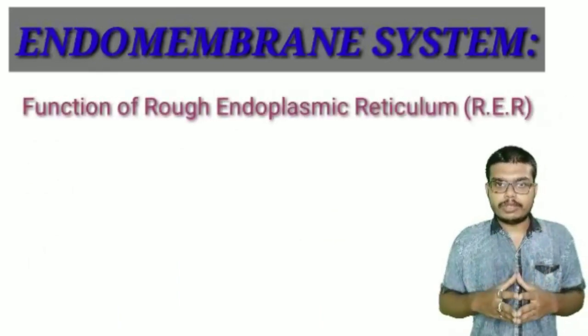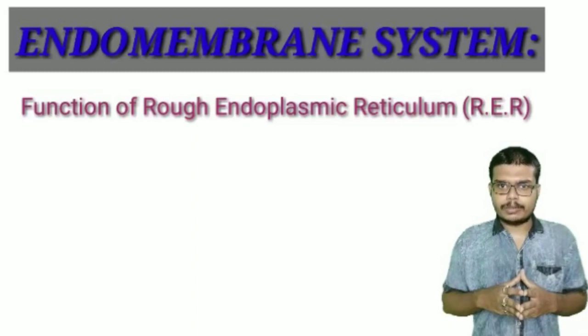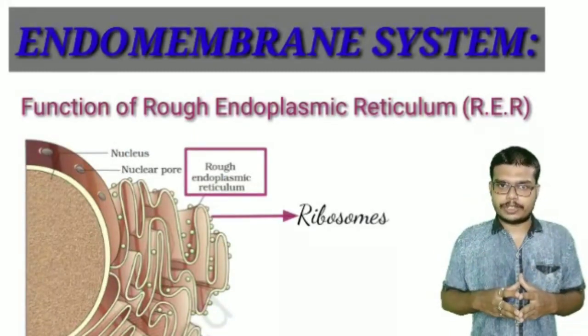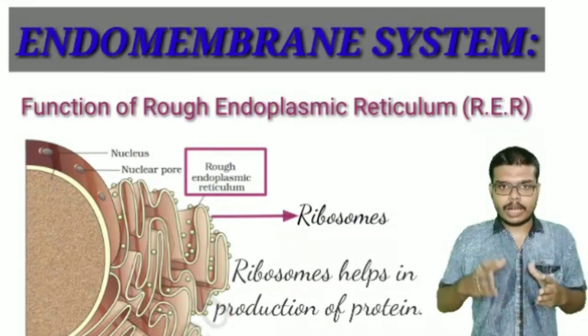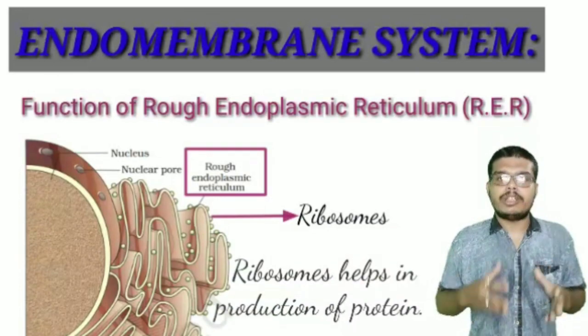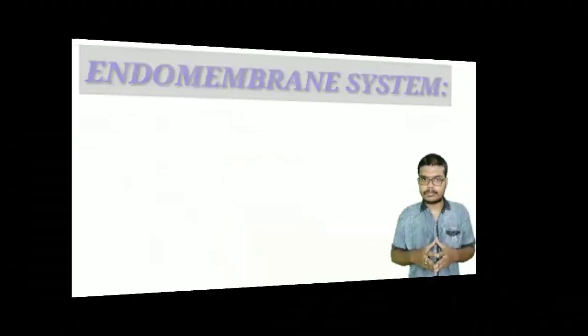Then I will discuss the function of rough endoplasmic reticulum. Rough endoplasmic reticulum has ribosomes on its outer surface. So it contains ribosomes, and it helps in synthesizing proteins. That is the main function of rough endoplasmic reticulum.